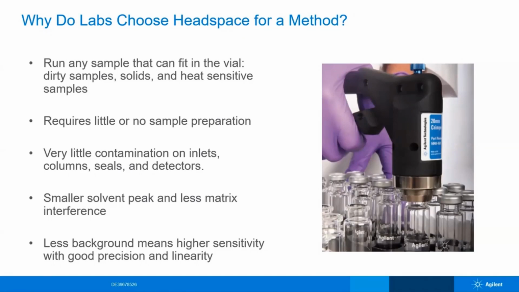Additionally, because you have a vapor phase moving through the system, you do not have this large amount of evaporated solvent that would be introduced from a liquid injection. That means there's a smaller solvent peak and generally less matrix interference in the analysis. This also means there's less background, which leads to higher sensitivity with good precision and linearity across a very wide range of compounds. Considering all of this is with a sample that can sometimes be very dirty and heavy in matrix, there are a lot of really good opportunities to switch over from more traditional liquid-based methods to start using Headspace.